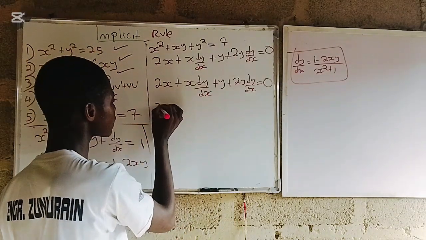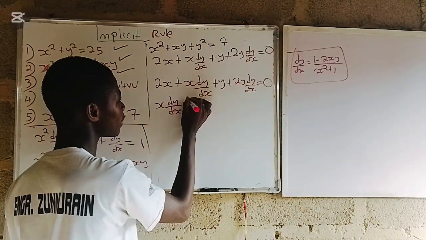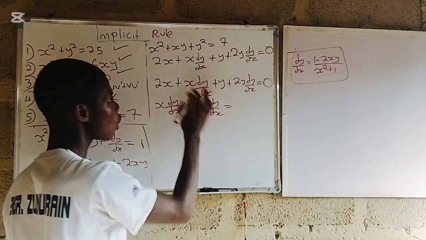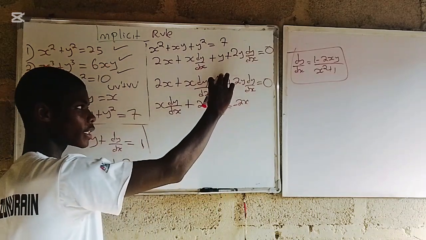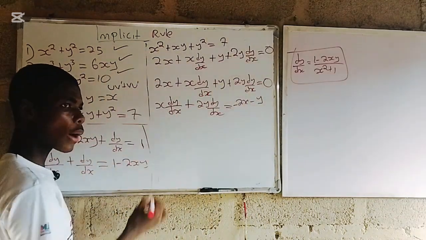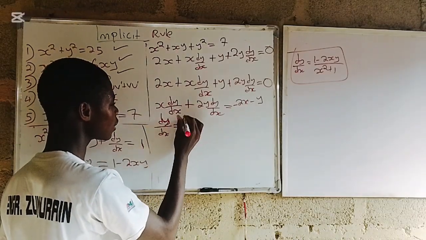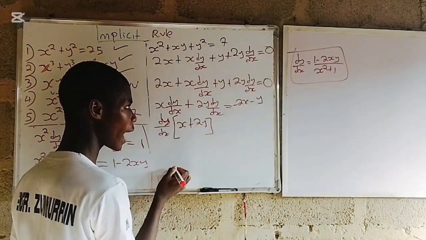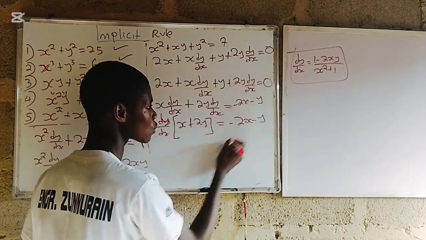So I have x dy/dx plus 2y dy/dx, which is equal to, when 2x crosses the equal sign, it will now be negative 2x. When y crosses the equal sign, it will now be negative y. And I have to factor out dy/dx. Dy/dx times x plus 2y is equal to minus 2x minus y.